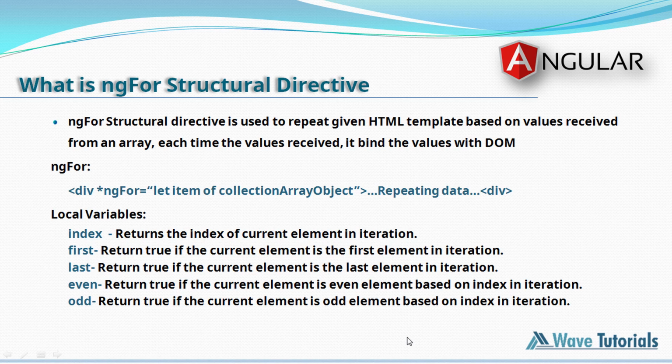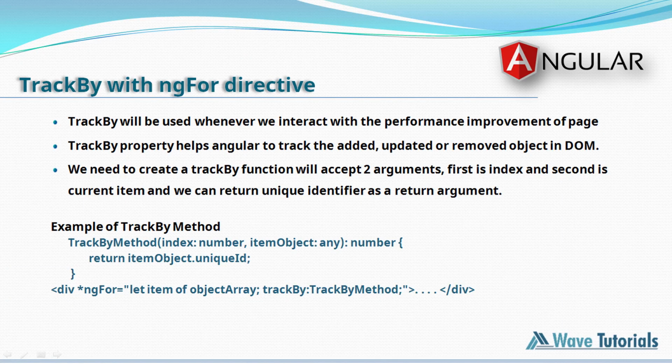With ngFor, TrackBy is used whenever we want to improve the performance of the page. The TrackBy property helps Angular track the added, updated, or removed objects in the DOM. Actually, whenever we load a lot of data using ngFor, it may impact the performance of the page. So to get only the updated, added, or removed objects, we need to use the TrackBy option.